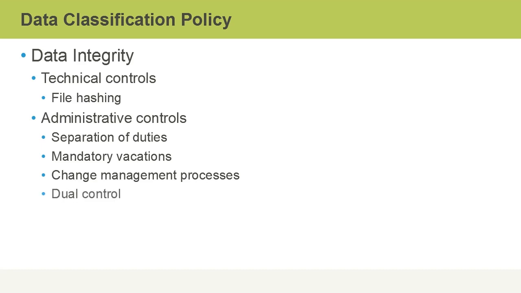Dual control requires that at least two people be present in order to complete a process. So, for example, if our data backups are encrypted, we might require two technicians to be present, each having a part of a decryption key. And when those two parts are put together, we have the single key that's required to decrypt that backup.